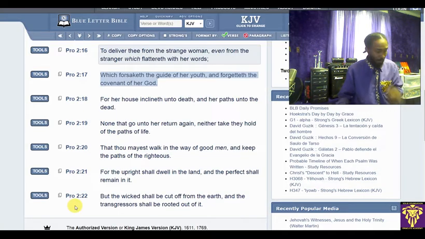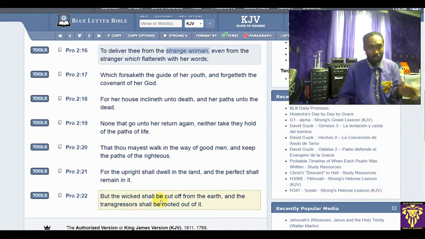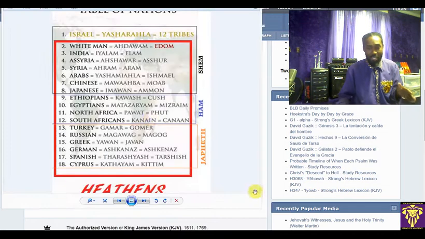So when we go back to Proverbs chapter 2, verse 16, when it talks about this strange woman, we know that strange woman is not pointing towards a biological heathen woman, which would be labeled as a white woman or East Indian woman or Arab woman, Chinese woman, Japanese woman, African woman. Basically, any woman considered to be in the red box, which is known as heathens, we know that cannot be talking about that woman. That has to be talking about an Israelite woman.